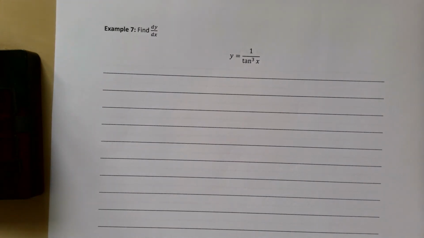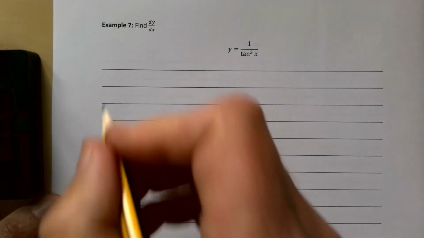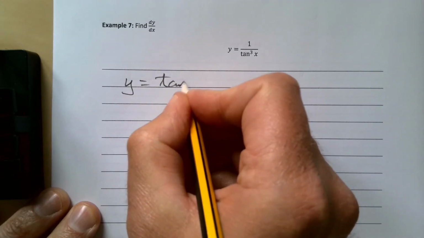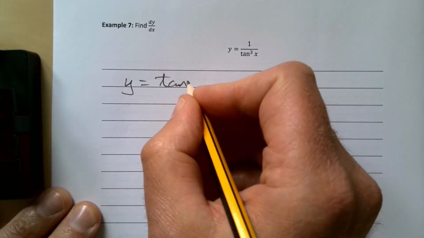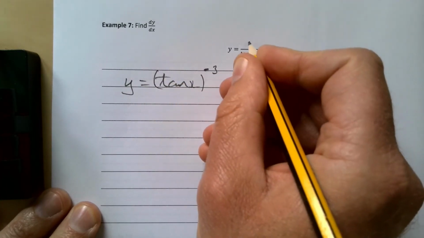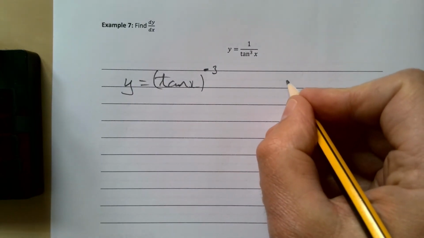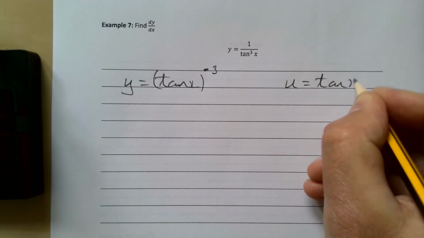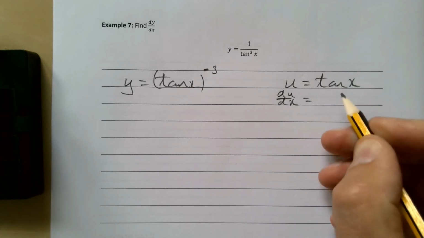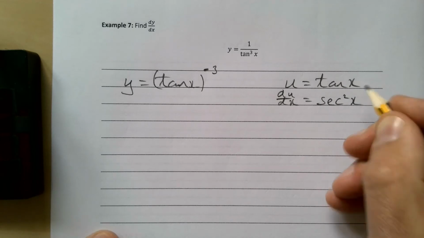Example 7, another couple to do here. y equals 1 over tan cubed x. Couple of ways of doing this one, I suppose. I'm going to go for y equals tan x to the power of minus 3. You could use a quotient rule there with u as being 1 and that being the other, but that's fine. What am I doing? I'm going for u equals tan x. du by dx is going to be, well, you've got to differentiate that.